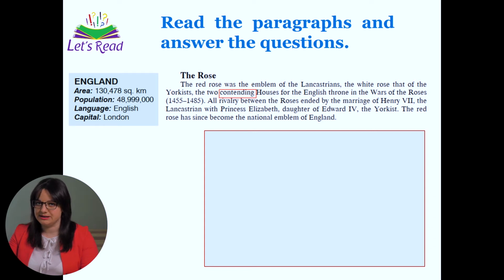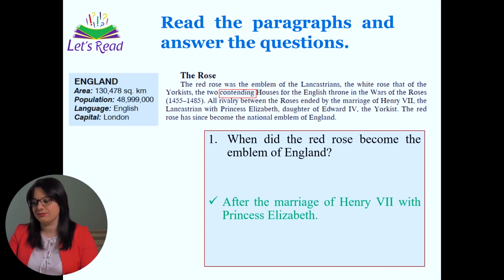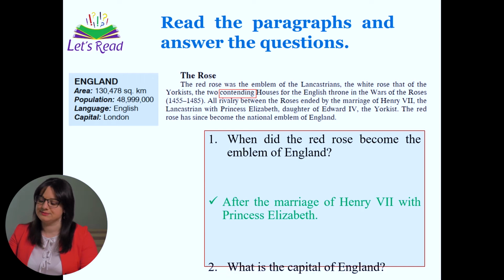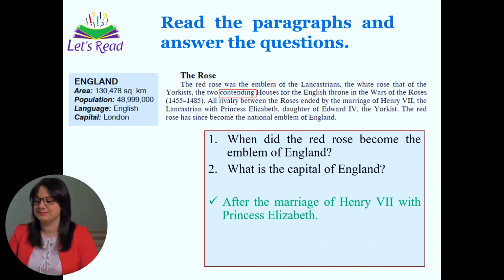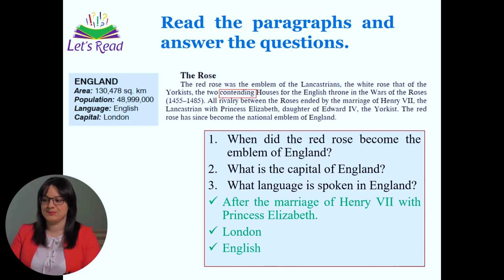Now let's see if you were attentive and let's answer the questions. When did the red rose become the emblem of England? Right, after the marriage of Henry VII with Princess Elizabeth. The second question. What is the capital of England? London. Question number 3. What language is spoken in England? Right, it's English. Now we'll continue with Scotland.